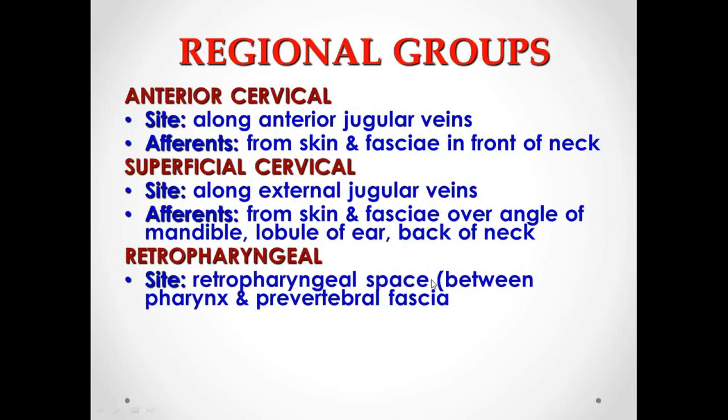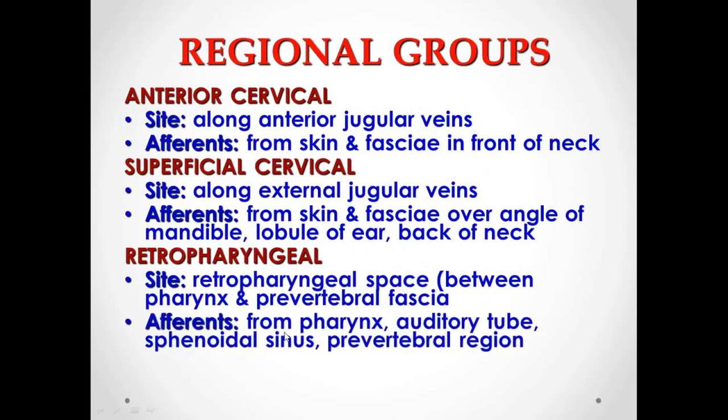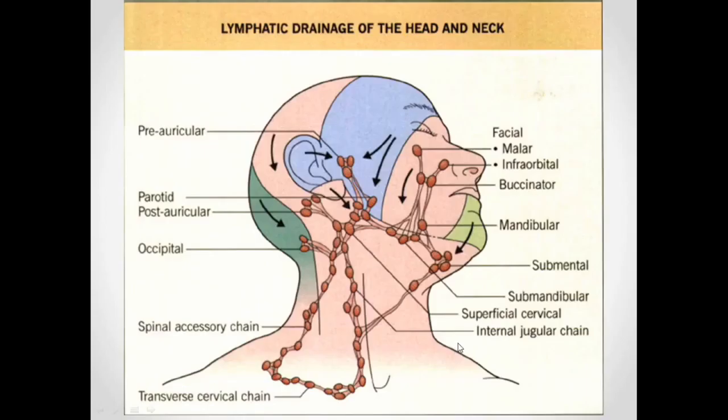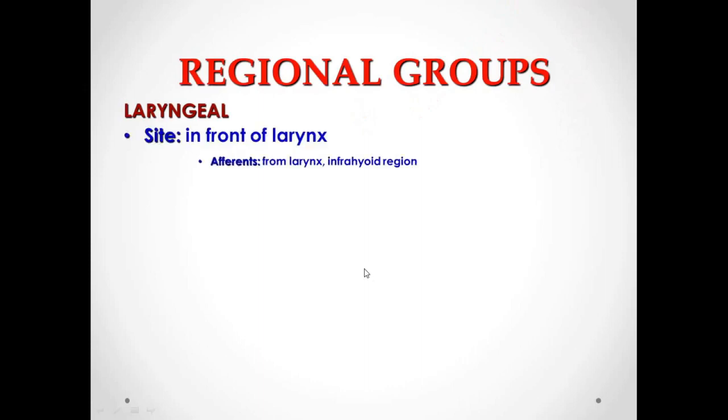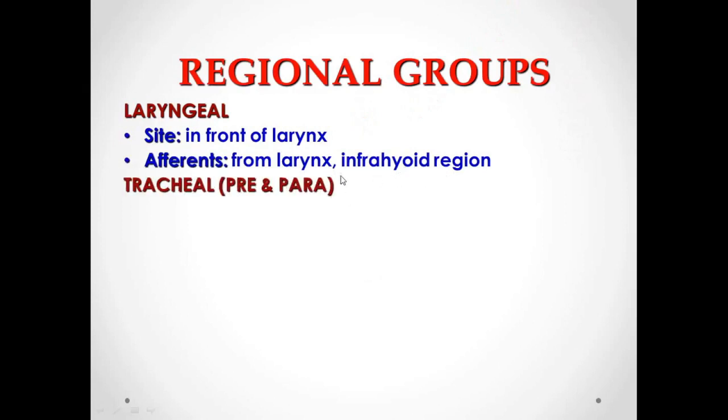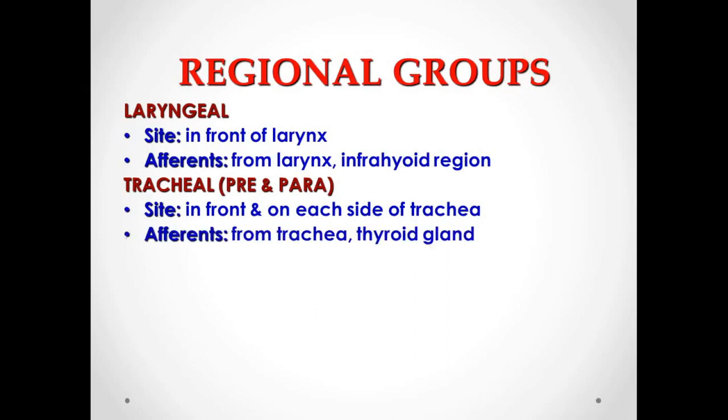Retropharyngeal space between the pharynx and the prevertebral fascia, and afferent from the pharynx, auditory tube, sphenoidal sinus, prevertebral region, as I explained that. Also laryngeal, in front of the larynx, infrahyoid region, afferent from the larynx. Tracheal, pre and paratracheal, in front and on each side of the trachea, afferent from the trachea and thyroid gland.